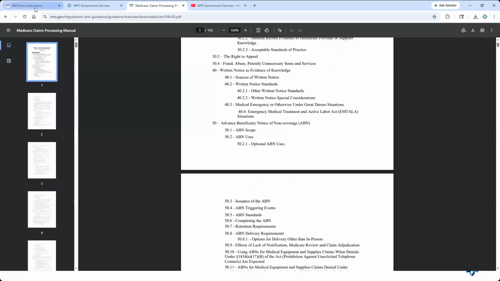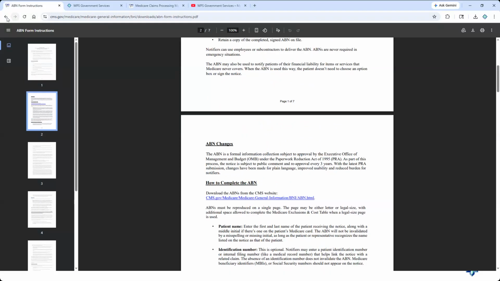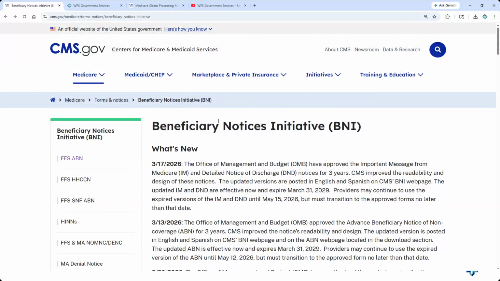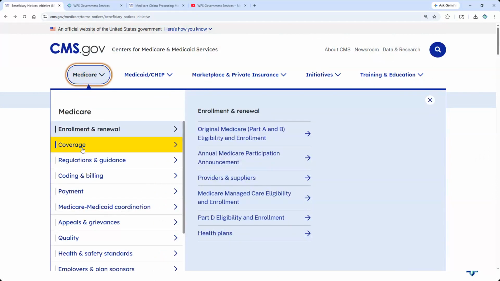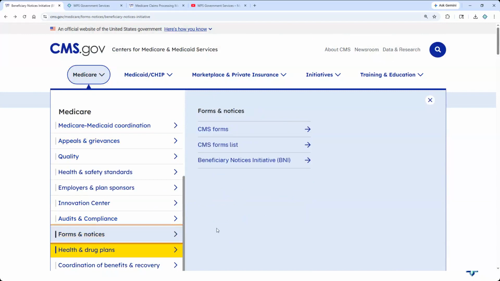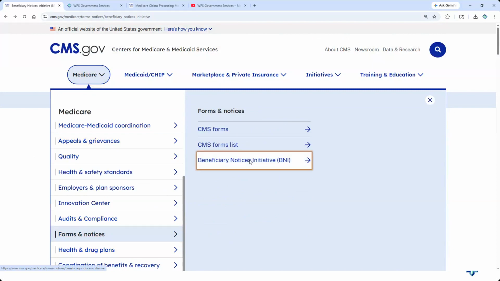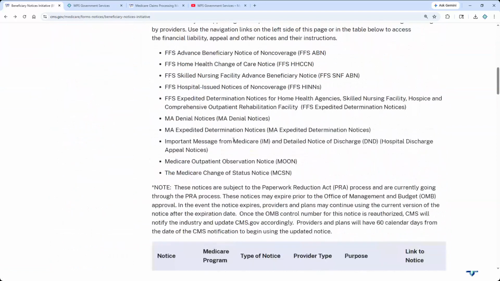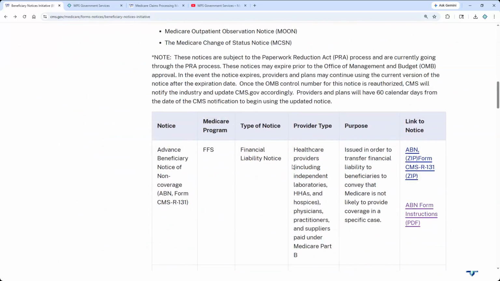So when you go to look at the beneficiary notice initiative, this is the big dog one, right? What I want you to do again is go to Medicare, scroll down on the list and find forms and notices. Then come to the right side and look for the third item, beneficiary notice initiative. Awesome. Then scroll down again and you're going to come to a chart. So that's what we're looking at.